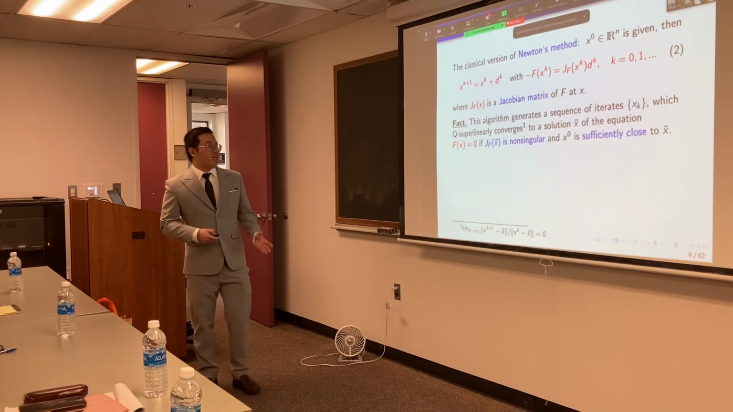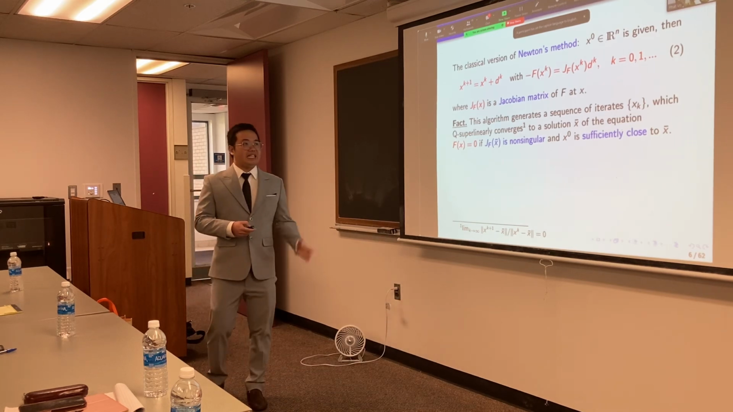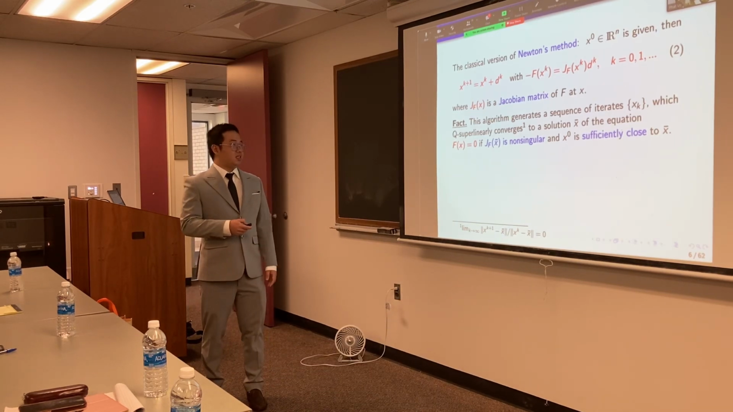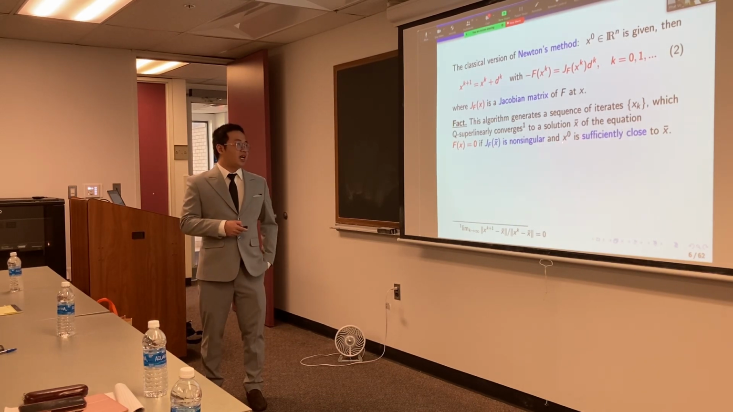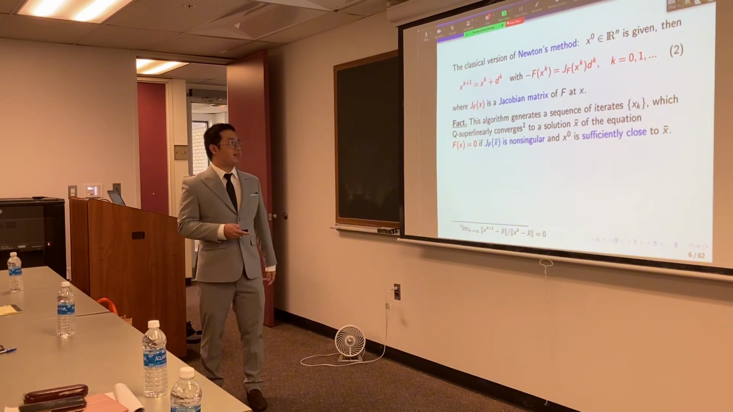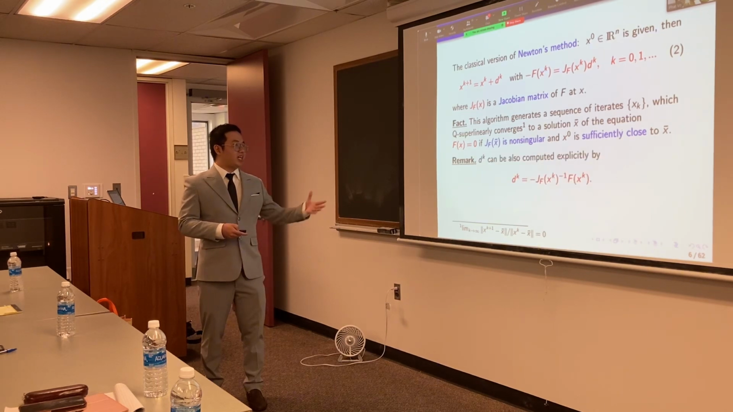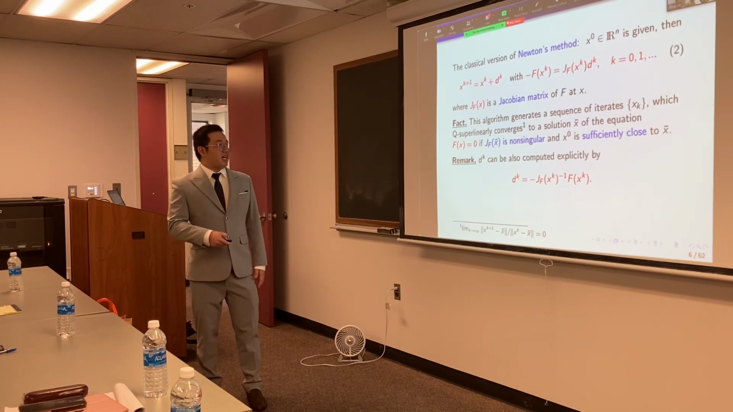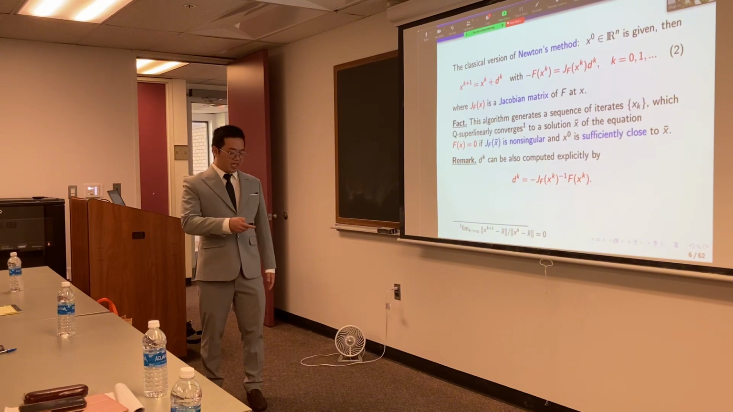And we have the fact that this algorithm will generate a sequence that will converge to a solution if the Jacobian matrix at the solution is not singular, and the starting point is close to the solution. That is the classical theorem. And sometimes we can compute the direction d_k as follows. If F has a smaller dimension, we can easily compute d_k like this.